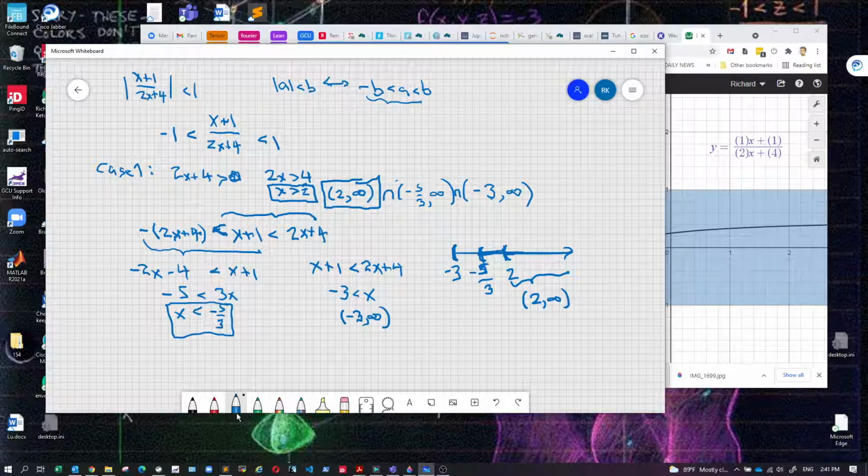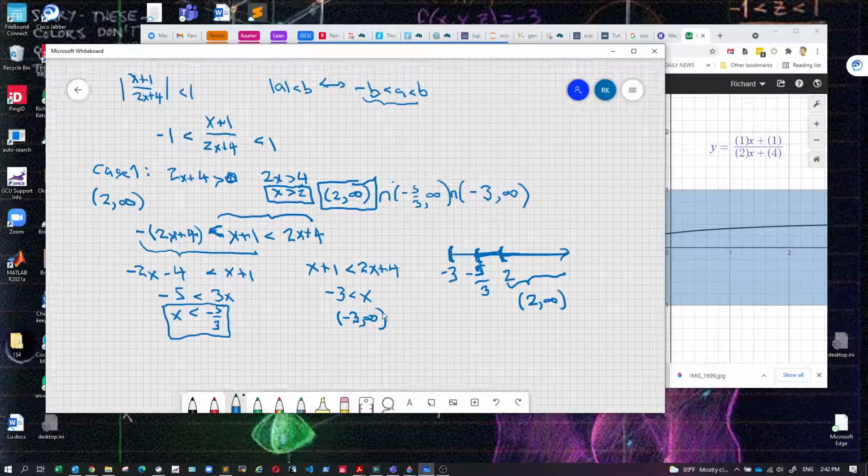So in case 1, I get 2 to infinity. If I did make a mistake, I get to decide whether I want to start over or leave it in. It might be fun to leave it in because that's what you actually do when you do math. Sometimes you make mistakes. But let's go over to case 2.